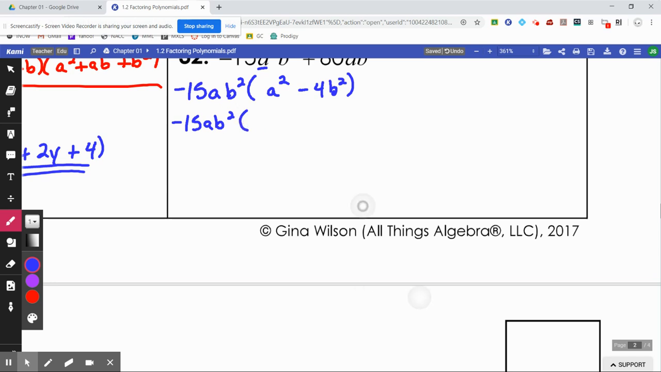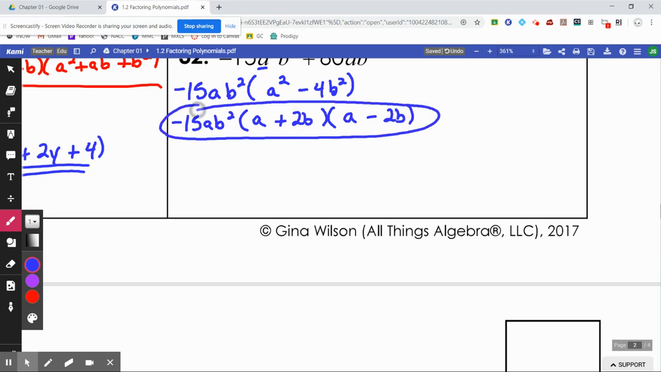What we have on the inside is difference of squares. It will factor into conjugates. A times a gives you a squared. 2b times 2b gives you 4b to the second, and that is now finished.